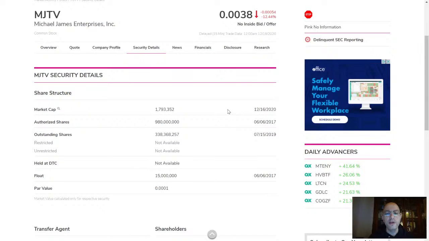Second of all, market cap is basically the current price that the stock is trading at, multiplied by the shares that have been issued, not issued, sorry, the shares that are available on the market for trading. So you take that, you multiply by the price, and you get the value of the company accordingly.